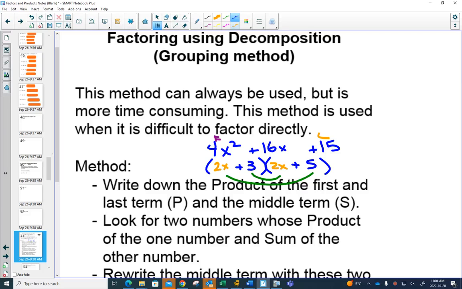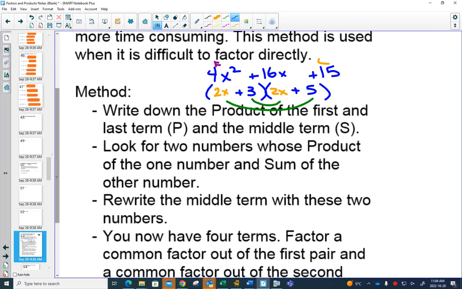And this is called the grouping method. So how would I do the grouping method for this question? First of all, it says write down the product of the first and last term. In our case, the first and last terms are 15 and 4. That product is 60. And the middle term, it says also write down the middle term, which is 16.